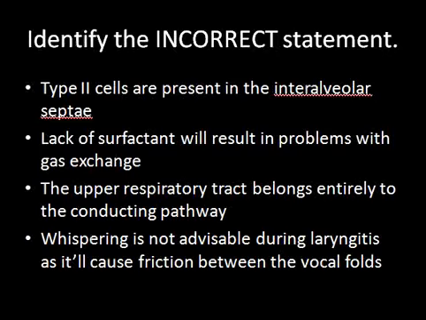So let's go to this first one and look at the choices. The first statement says type 2 cells are present in the interalveolar septae. Now when you look at this question, it says interalveolar septae. So that means if this is one alveolus and this is another alveolus, it's telling you that type 2 cells are present in the septae up here. Now that is not possible because type 2 cells actually are part of the lining of the alveolus.